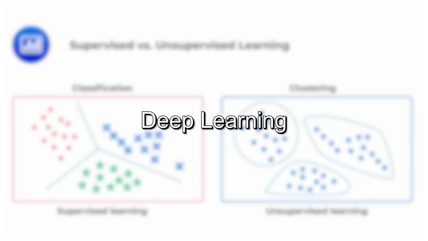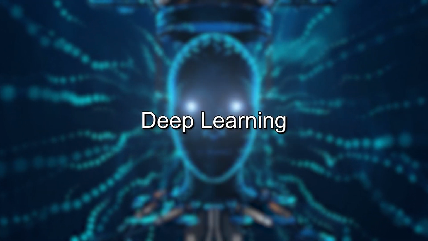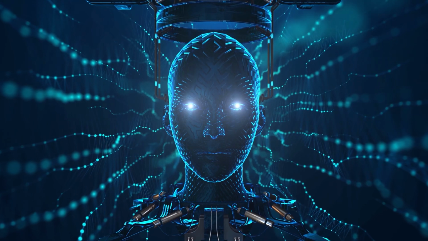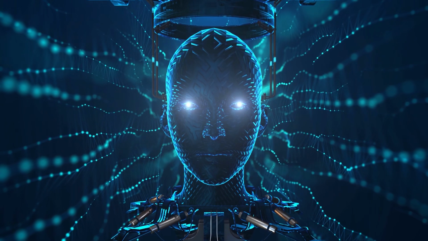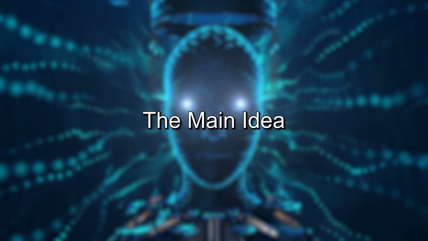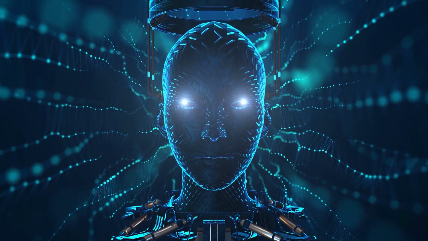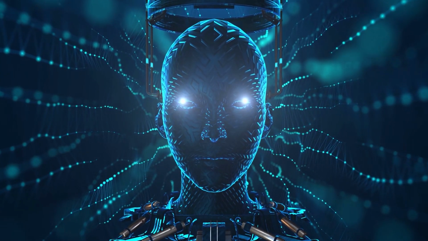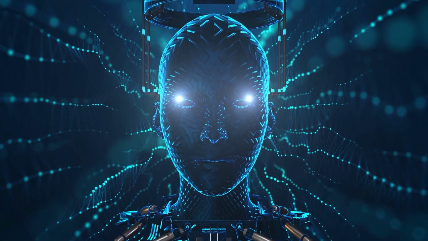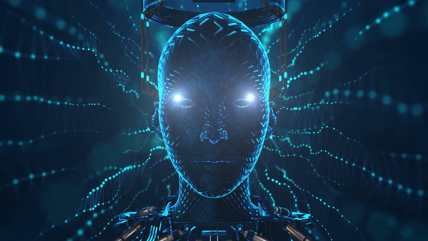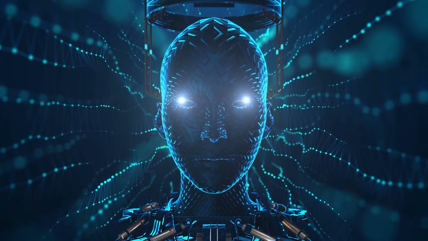Deep learning. Deep learning is one of the most fascinating and advanced methods in artificial intelligence, giving machines immense power. But how does it work? Let me explain simply. The main idea. Deep learning uses something called artificial neural networks, which are inspired by the human brain. Our brain is made up of billions of neurons that are interconnected and process information. Artificial neural networks do the same, but using computers.